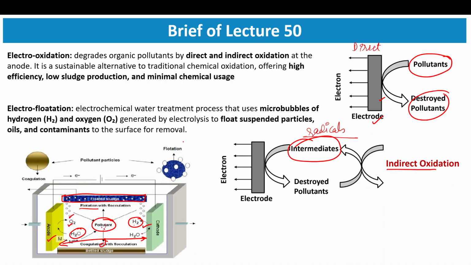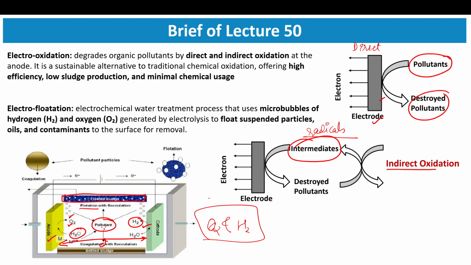And last, electrochemical processes for flotation, right? So what happens here is, during an electrochemical reaction, gaseous molecules will be generated at the anode and cathode in the form of O2 and H2, right? So these generate micro bubbles of H2 and O2, and when these gas bubbles are formed, due to their lower density, they try to move upwards in the cell.